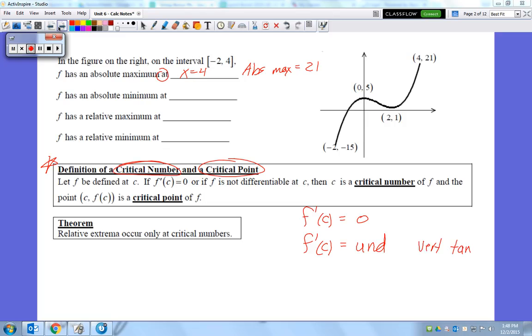That's when the denominator is equal to what? 0. What's another way? Yes? Cusp. Good. What else? That's the one I'm looking for. The endpoint, right? An endpoint cannot be differentiable. Why?